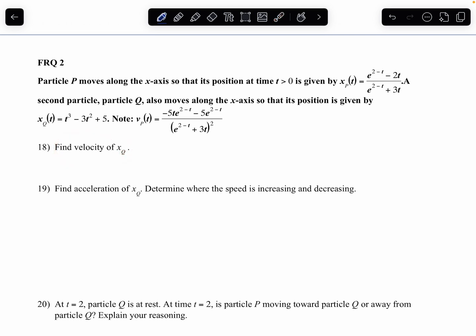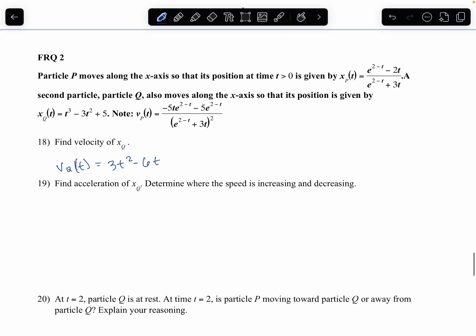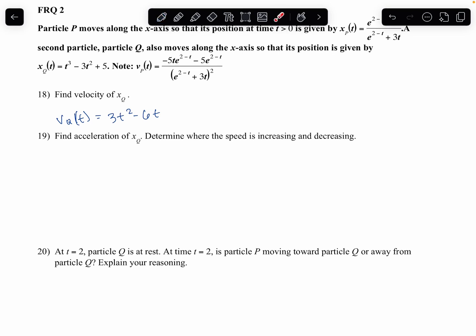So it says find the velocity of particle Q. That's just going to be v_q of t equal to 3t squared minus 6t. Okay, so that would be that part right there. Find the acceleration of particle Q. So that's going to be a_q of t, equal to 6t minus 6.